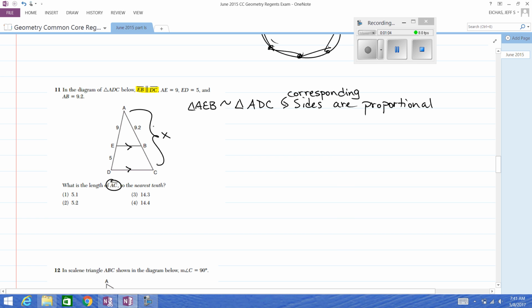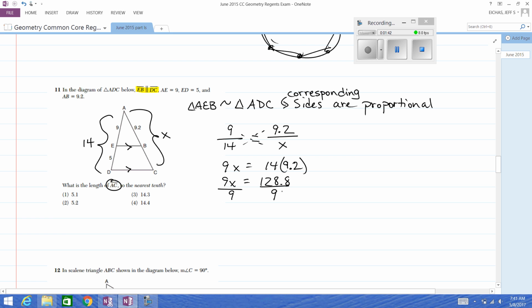Now, that's the whole side of the bigger triangle. So let's get its corresponding side right there. Now, to set up the proportion, you could go 9 is to 14. Just be consistent. So we've got corresponding sides. 9.2 is to x. Cross multiply to solve. 9x equals whatever 14 times 9.2 is. Go to your calculator, 128.8.